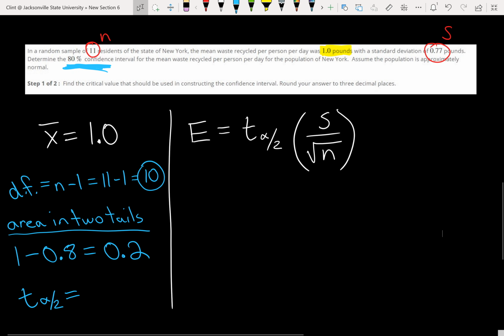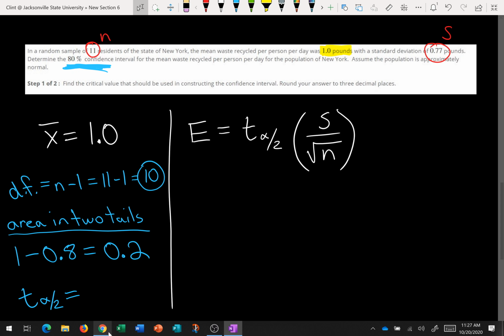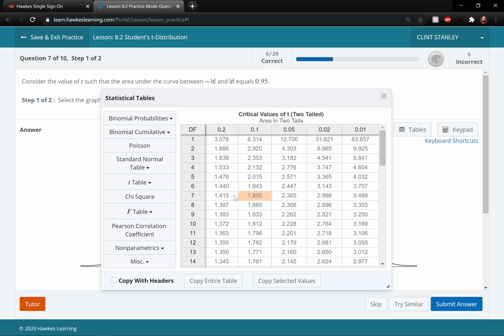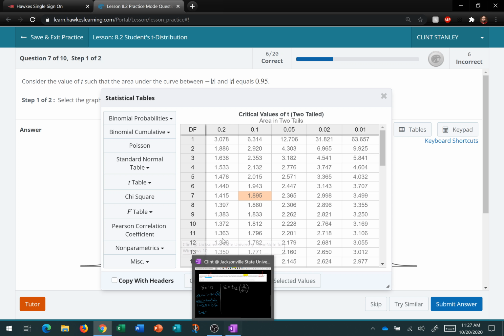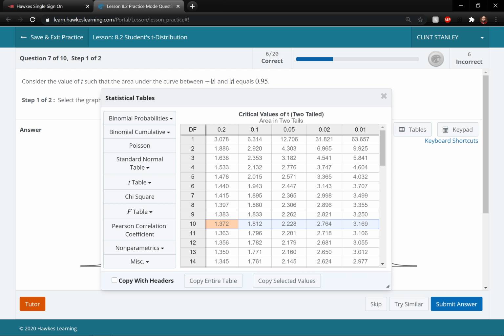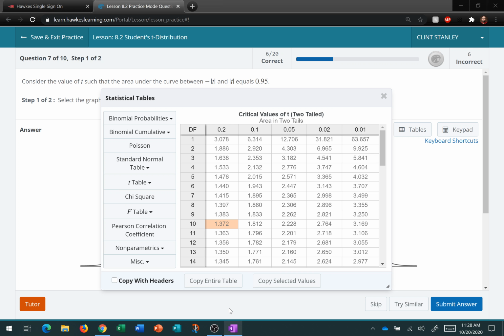So when we go down to our tables, and I will print these tables and give those to you. So we had 10 degrees of freedom, so that's this row. And then we wanted an area of 0.2 in 2 tails. So that means our 0.2 up here. Be careful not to get 0.02, 0.2. So our critical T value is 1.372. And that's from the critical T table. And 1.372.